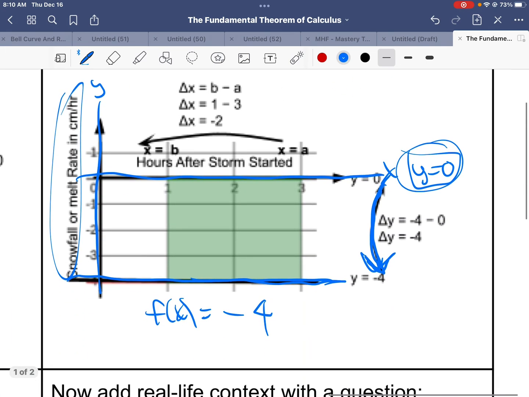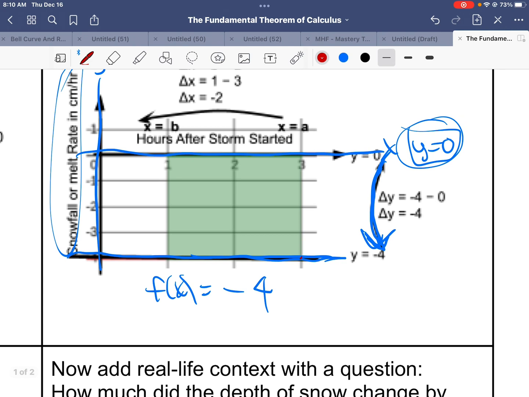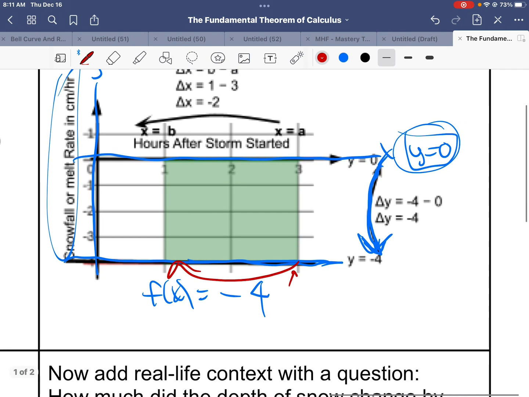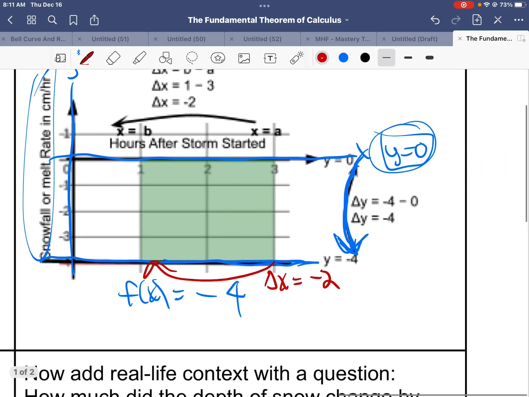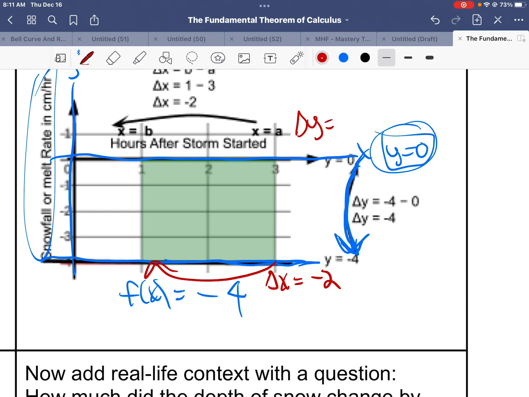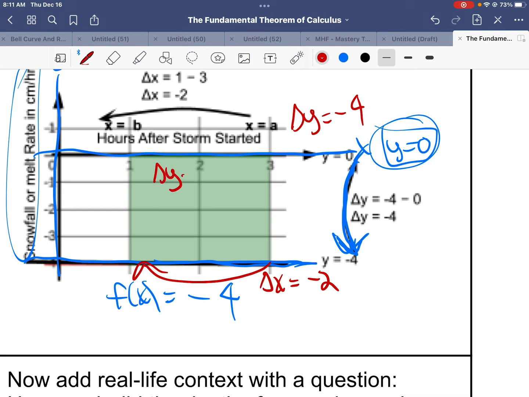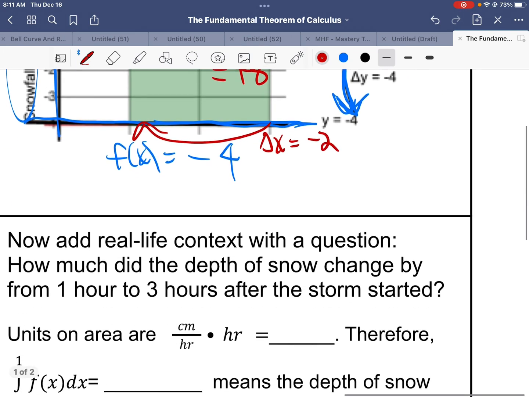So delta x and delta y are negative. Right here, I'm going from 3 to 1. Delta x is then automatically negative 2. Delta y is negative 4. Okay, so delta y times delta x equals negative 2 times negative 4, which is positive 8. Again, just use your signs there.